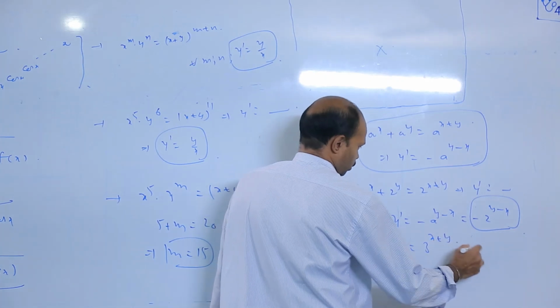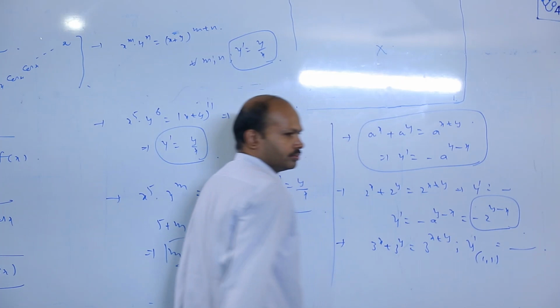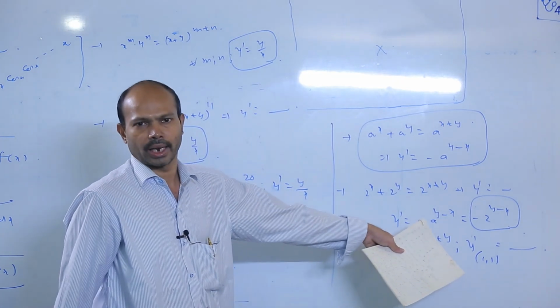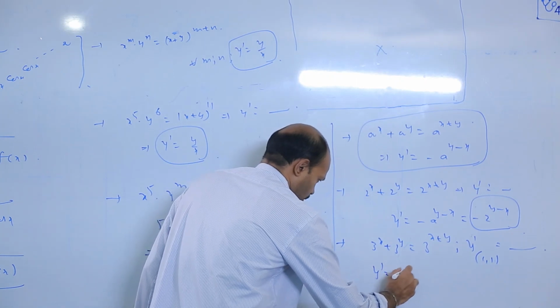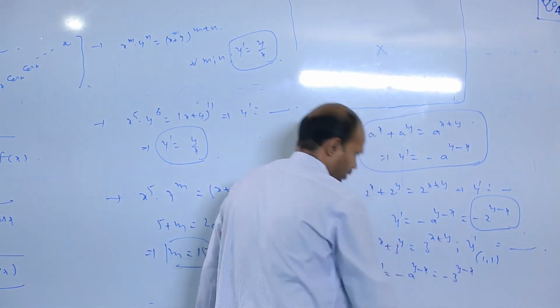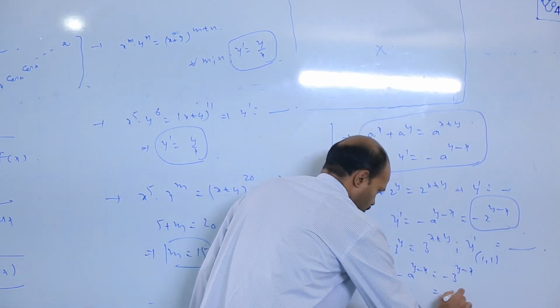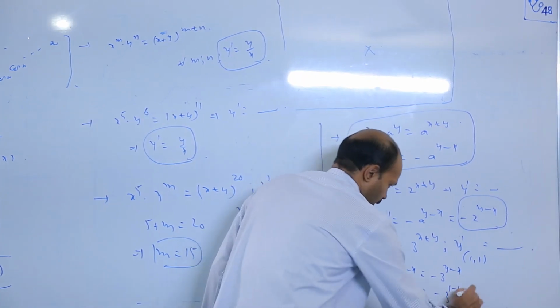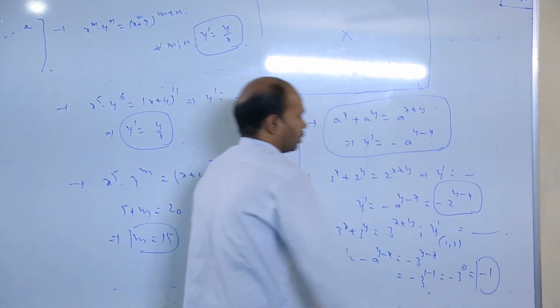Equal to 3 power x plus y. Find y dash at the point 1 comma 1. They can ask a particular answer like this. By the above formula, y dash is equal to minus a power y minus x, minus 3 power y minus x. But he is asking at the point 1 comma 1. Apply 1, 1: minus 3 power 1 minus 1, minus 3 power 0. So minus 1 is your conclusion.